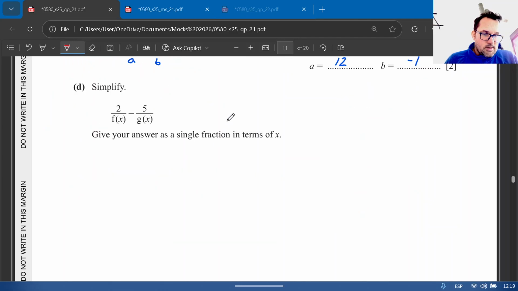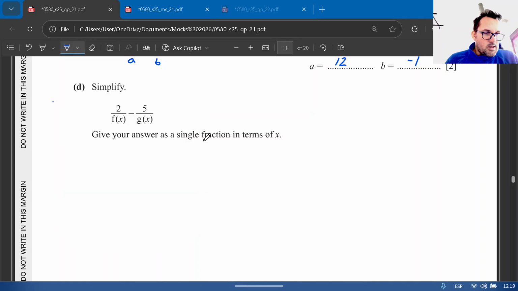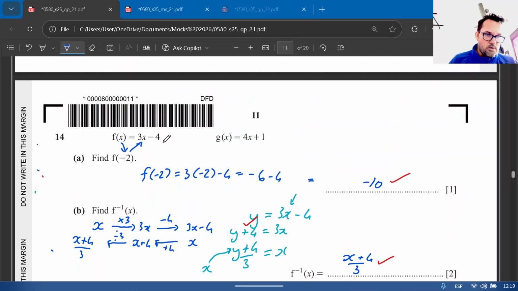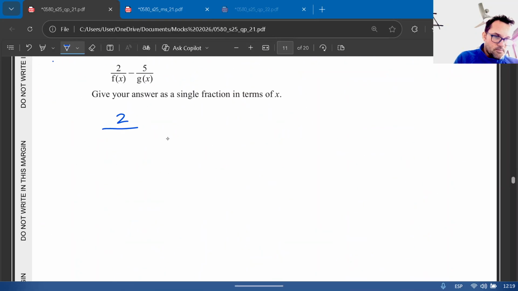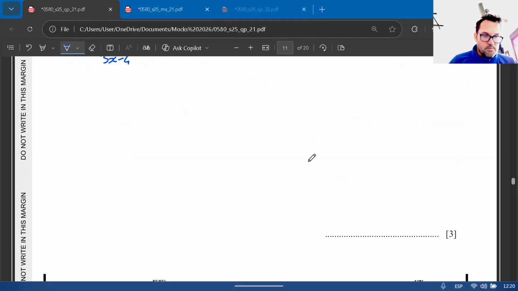Right. Question D. Well, it looks like a function question, but in reality, this is only a simplifying algebraic fraction question. So, we got the 2, and below it, we got the function of x, which was 3x minus 4. We got a minus. This is a big minus. Don't forget about this minus. It's going to make things complicated. And then at the bottom with the function of g, which is 4x plus 1.